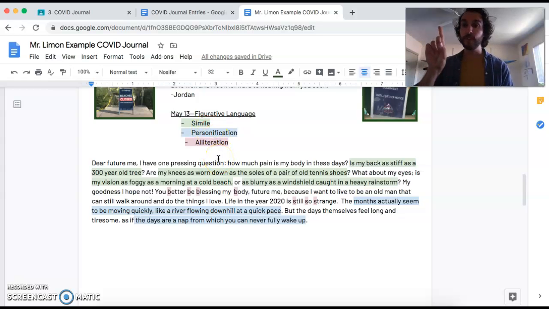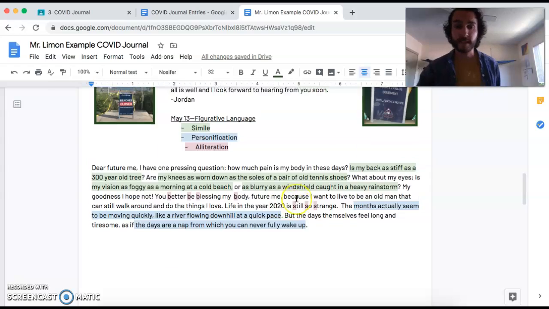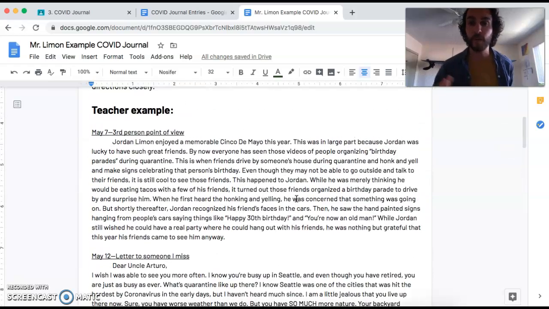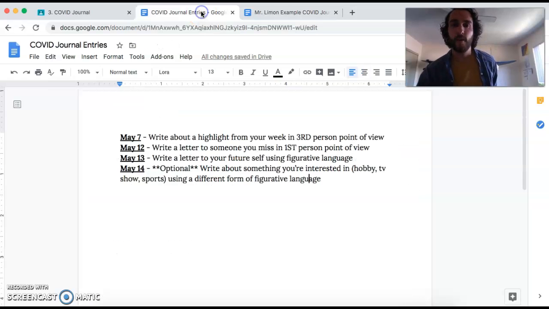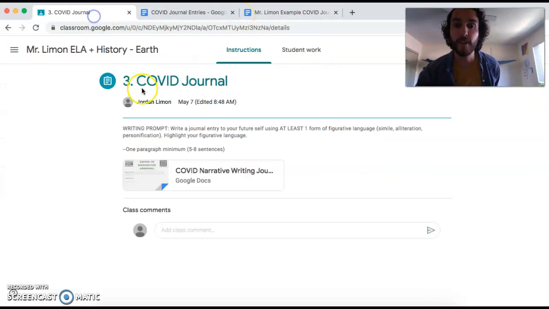You all only had to do one. I chose 3, and that is there to help you. I highlighted the simile in green, my personification in blue, and my alliteration in pink. Okay? So you can always access this. This is there to help you figure out what to do. But today, what I'm asking you to do is make up any entries that you do not have. And where are you typing this? In your journal.